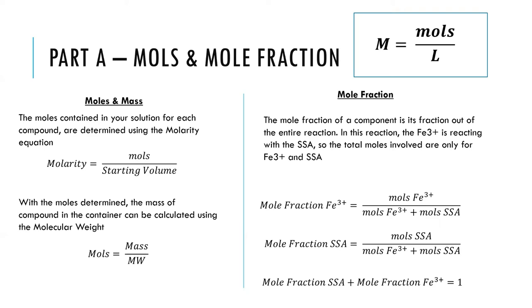Once you have the moles of iron 3 plus and the moles of SSA, you can determine the mole fraction of each of them. The mole fraction is the percentage or the fraction of that particular component out of all of the moles involved in the particular reaction. In this reaction, it's a combination of iron 3 plus ions and those SSA molecules and no other components. So the total number of moles involved in this reaction is those two components, the moles of Fe3+ and the moles of the SSA.